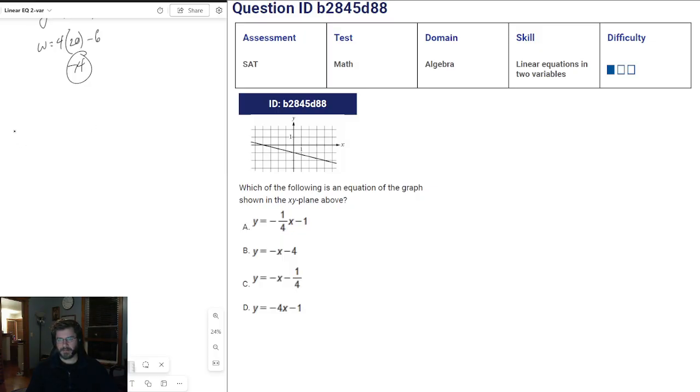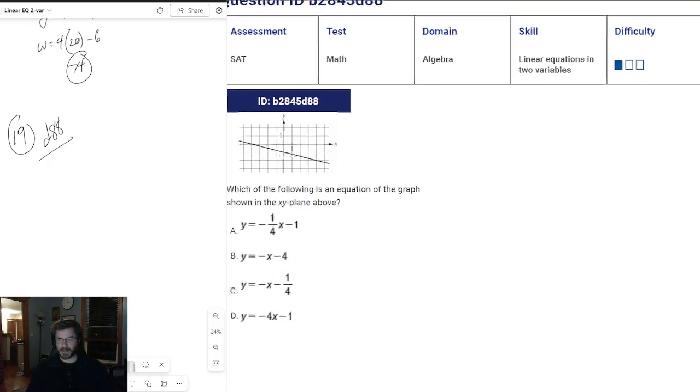Number 19. D88 is our ending code. They give us a graph. They ask us to find the equation of it. It's got a negative slope, of course. All of these answer choices have negative slopes. It has a negative y-intercept. All of these answer choices have negative y-intercepts.